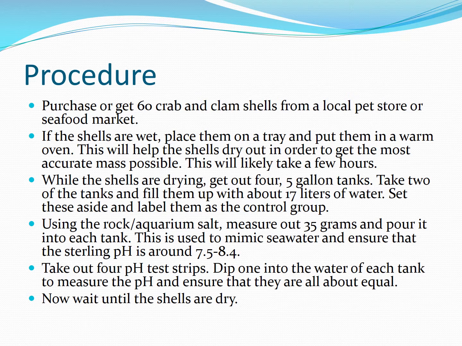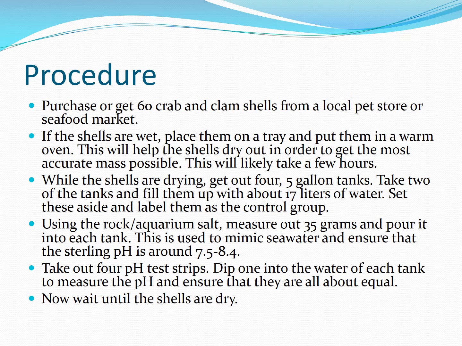So for the procedure, you're going to want to make sure you purchase 60 crab and clam shells, and you can either get them from a local pet store or a seafood market, like Wegmans. That's where I got mine from. And next, if the shells are wet, you want to make sure you place them on a tray and put them in a warm oven. This is going to help dry them out in order to get the most accurate mass reading possible, and this is probably going to take a few hours.